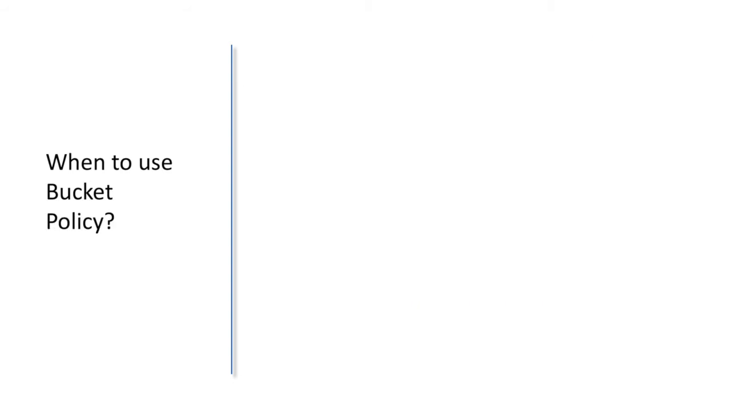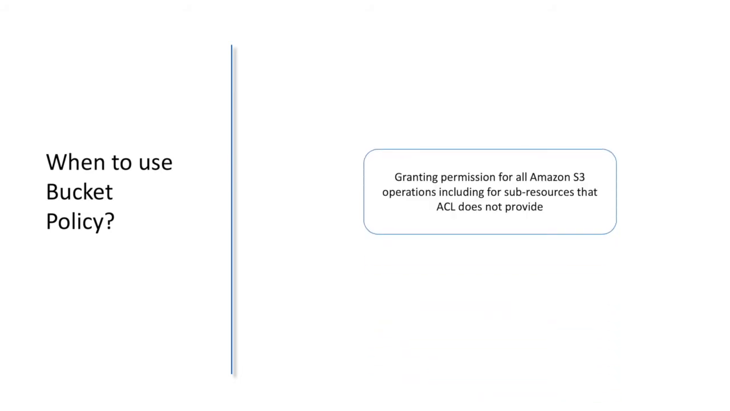So the best way is to use bucket policy. Bucket policy allows you to do granular level operations at subgroups, and you can provide different kinds of permissions, and I will show you how. So let's go back to our AWS management console, and I'll show you where these things are located and how it needs to be done.